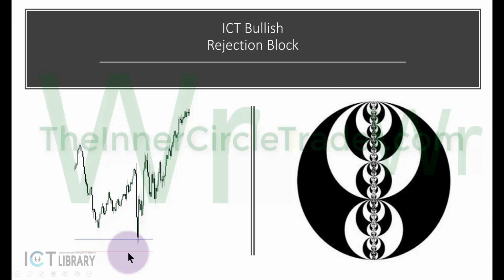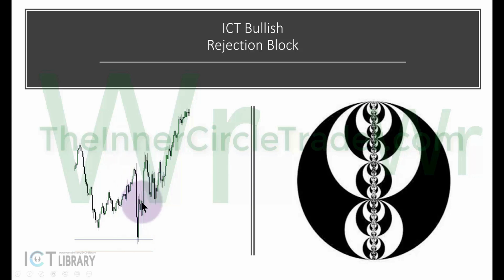It doesn't take out the old low. This is the rejection block. It trades down into that, and then what does it do? It runs up, breaks market structure. Now it's bullish on the lower time frame after a higher time frame rejection block. What does it leave here?